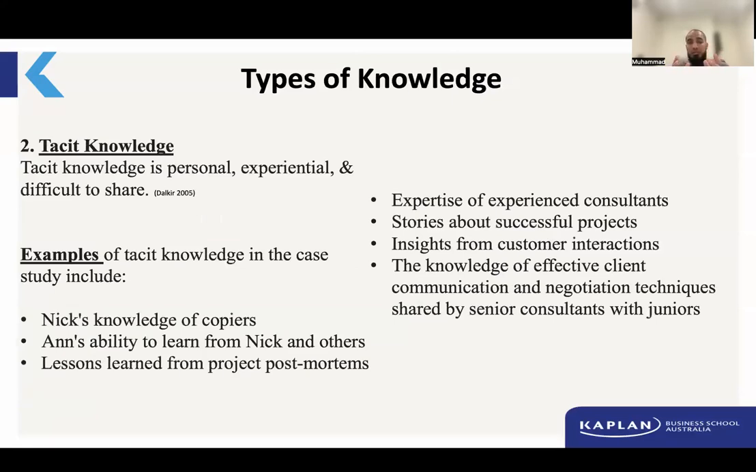Now coming to tacit knowledge. So what is tacit knowledge? Tacit knowledge is personal, experiential, and difficult to share.